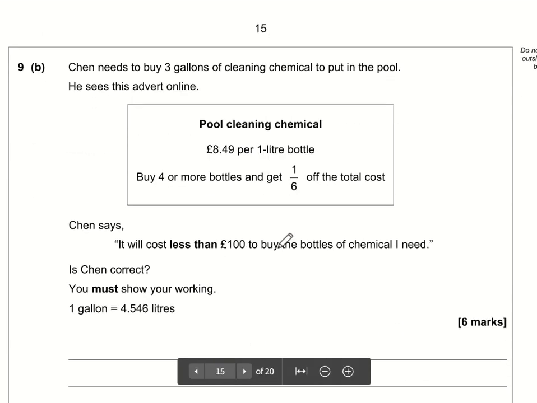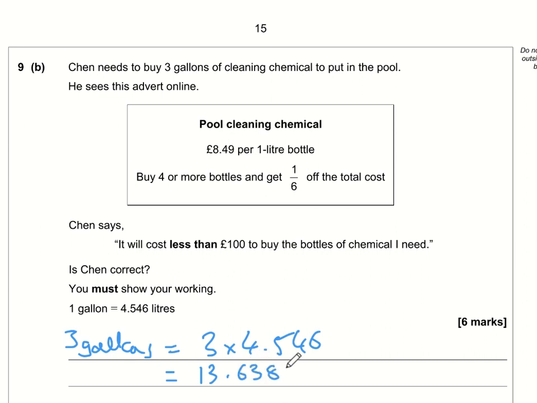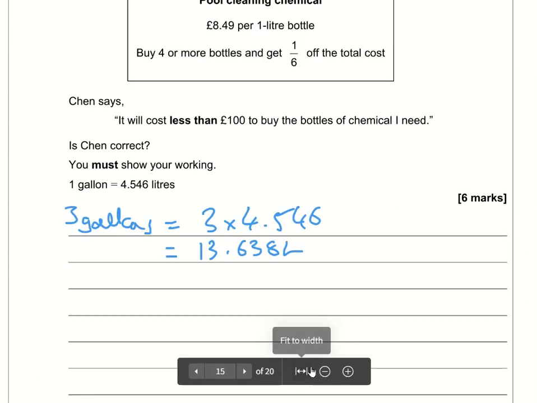Okay, let's move on to the next question. Chen needs to buy 3 gallons of cleaning chemical. And okay, so note that the prices are per litre. So if 1 gallon is 4.546 litres, then 3 gallons is simply going to be 3 lots of 4.546 litres, and that comes to a total of 13.638 litres.